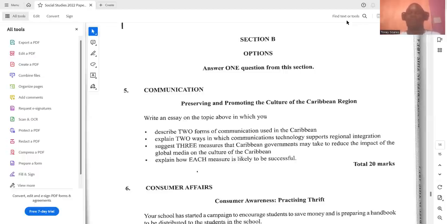Remember, this is the option section where you are required to only answer one question from this section. So you're going to choose from among communication, consumer affairs, and tourism to answer one. Tourism is usually the easiest question. However, this paper, all three are relatively easy.